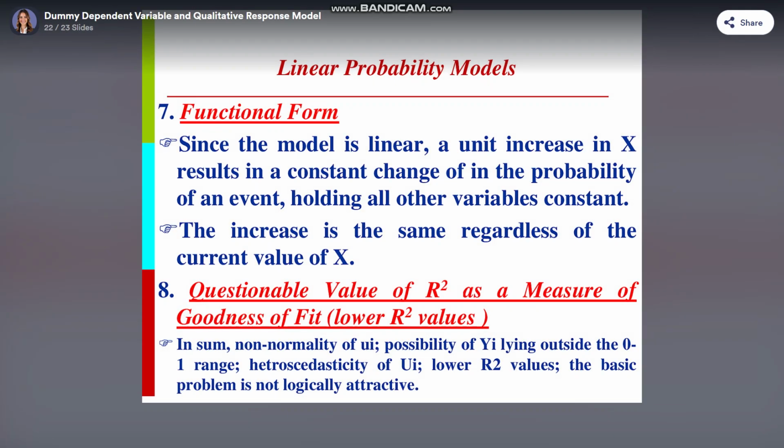Building on that, the linear nature of LPMs means that increasing a predictor by 1 unit always changes the probability by the same amount, regardless of where you start. This constant effect ignores the reality that probabilities should change more gradually near the extremes. Also, the usual measure of fit, R-squared, tends to be low and less meaningful here. Combined with issues like non-normal disturbances and heteroscedasticity, these problems make the LPM logically unattractive and statistically unreliable for modeling probabilities.